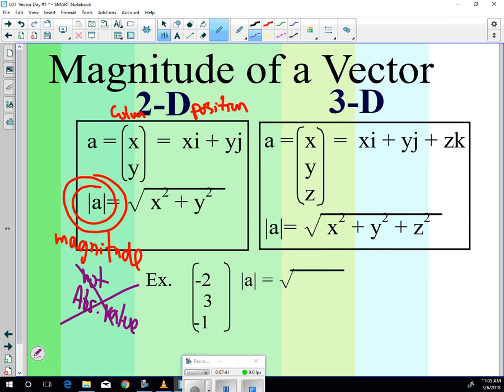And then let's see, what else we got here? Oh, 3D, you just add on another z squared. And so if we want to find the magnitude of this vector in 3 dimensions, negative 2, 3, 1, we'll do negative 2 squared plus 3 squared plus negative 1 squared. And what is that? 4 and 9 is 13, 14. That's how long that vector is.